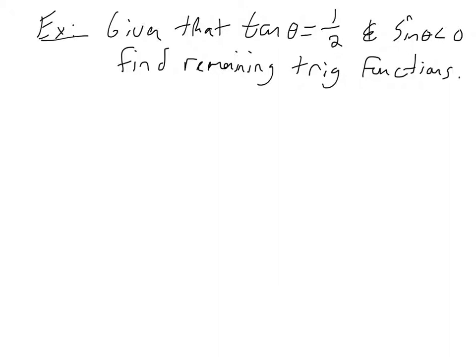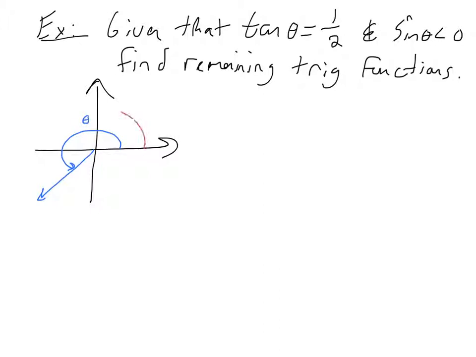So what quadrant do we need to be in? 1? Sine's got to be negative. Sine is the y coordinate, right? So it's got to be either 3 or 4. And tan's positive, so it's got to be 3, right? So it's got to be quadrant 3. Because that's the only quadrant that tan is positive and sine's negative in. So there's our theta. Here is our unit circle. And so find the remaining trig functions.